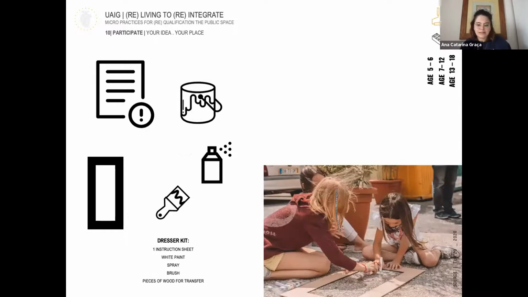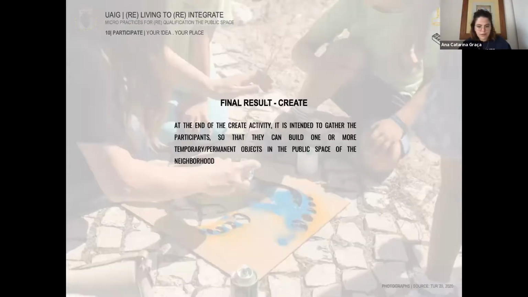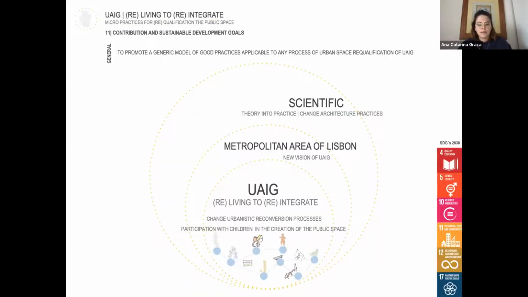Here it represents the kit to build walkways in the neighborhood, and children apply the same kits. At the end of the creative activity, it is intended to gather the participants so that they can build one or more temporary or permanent kits in the public space of the neighborhoods.